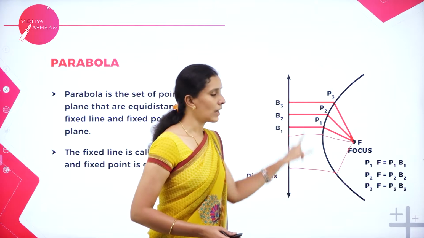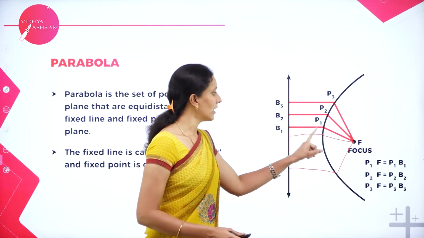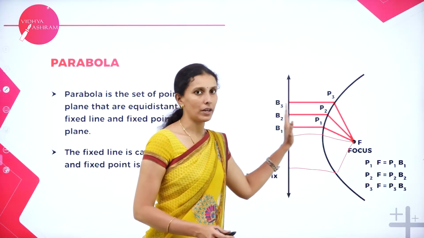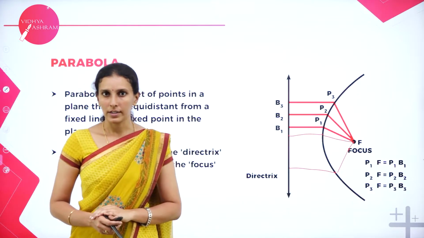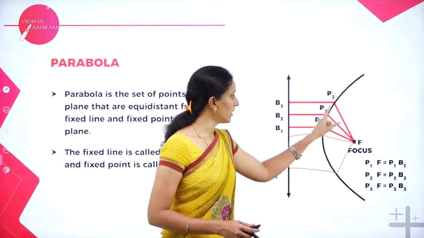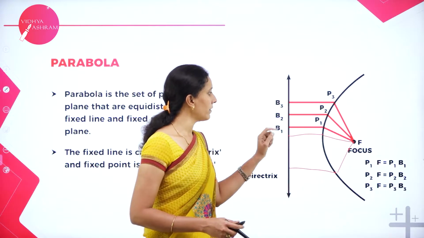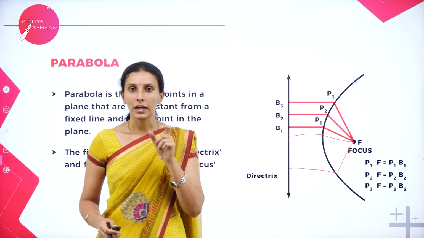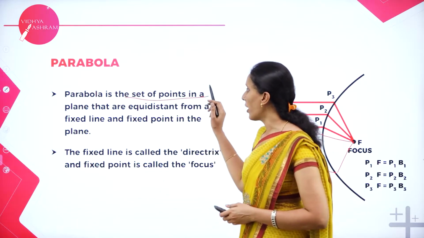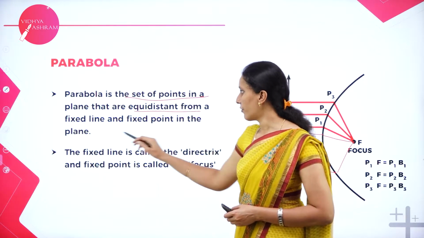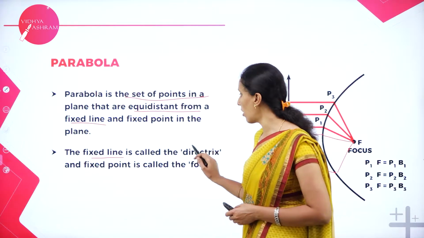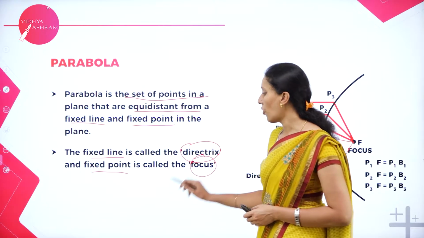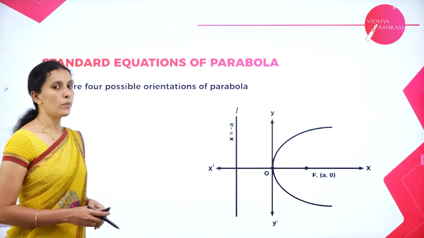Therefore, it is a curve obtained such that its distance from the focus is constant, and the distance from the directrix is also the same constant. So we have written here P1F, that is the distance. P1F is equal to P1V1, P2F is equal to P2V2, P3F is equal to P3V3. That is, it is a set of points in a plane that are equidistant from a fixed line. Here the fixed line is called the directrix, and the fixed point in the plane is called the focus of the curve.